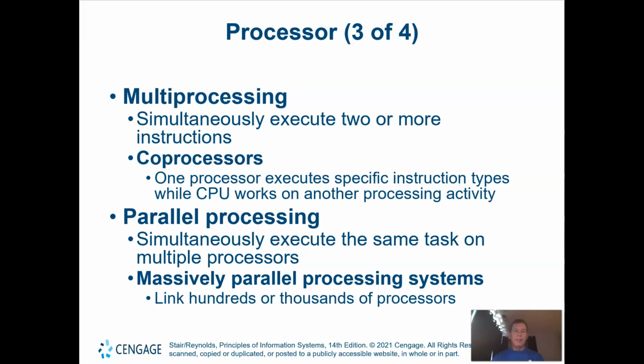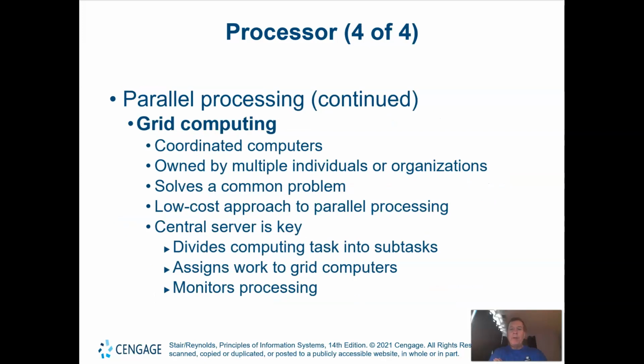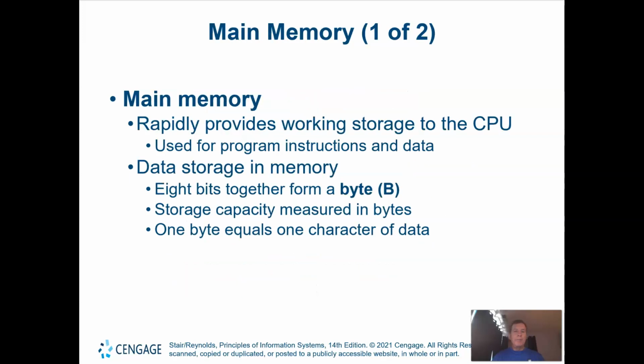It's pretty exciting, actually. And then we turn from parallel processing to grid computing. So grid computing really uses a collection of computers. Can be owned by multiple individuals or organizations, so different business units within your organization, and that are coordinated in a manner to solve a common problem. So you combine these computers to create a grid to solve a common problem. And it's a low-cost approach to parallel processing. That was the point that I wanted to make there.